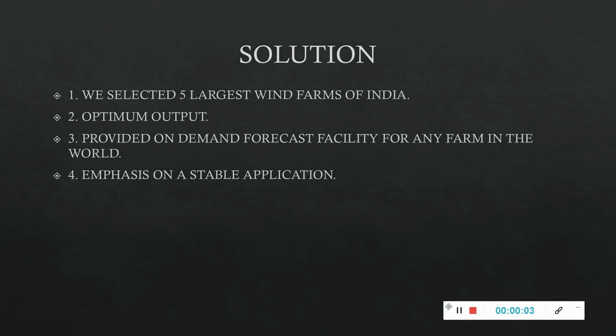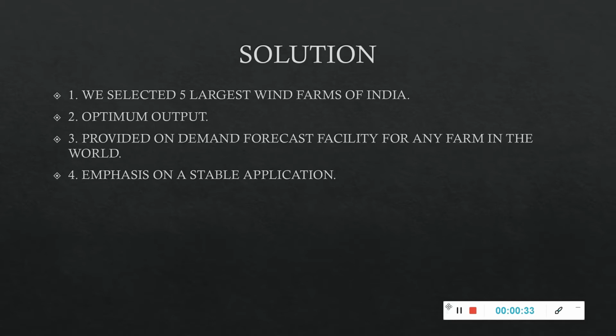For the solution part, we have selected the 5 largest wind farms of India and collected data of them. The second step was to select the model or the set of models that can accurately predict the energy of the wind farms. But the key challenge in wind energy forecasting is the unpredictable behavior of the wind, because wind has different behaviors for different geographical locations and time. So selecting the models or the set of models that can accurately predict the behavior of wind is the key challenge in this area.